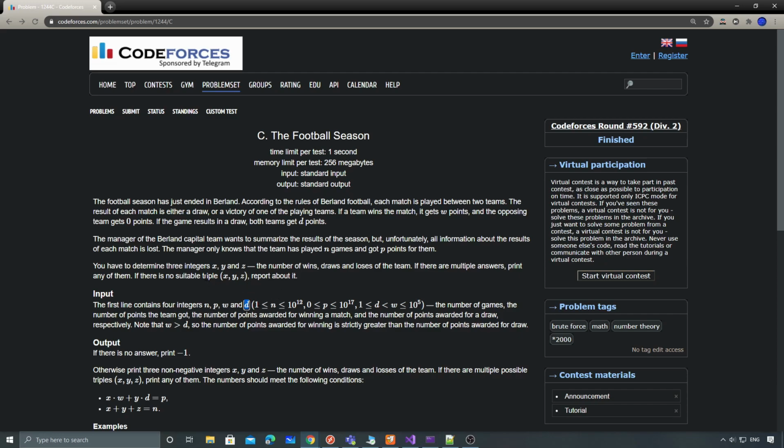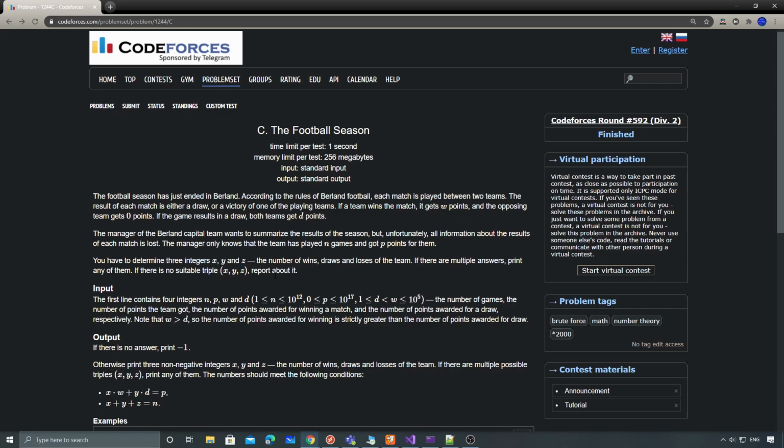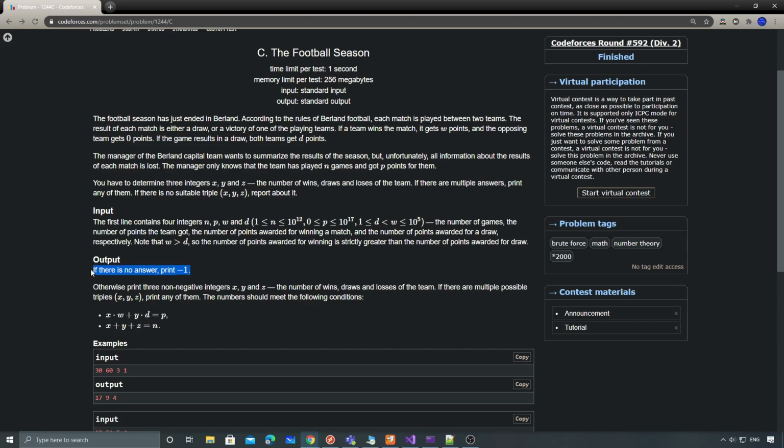And it asks us to output three numbers, which represent how many games we won, how many games we drew, and how many games we lost. And if there are multiple answers, print any of them. And if there's no answer at all, we're going to print -1.